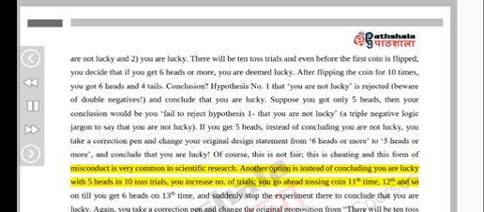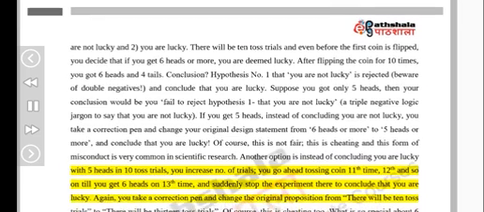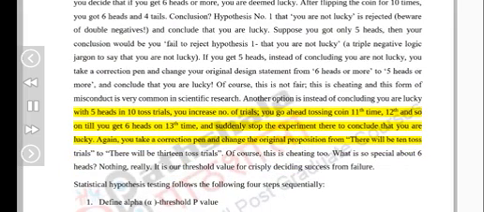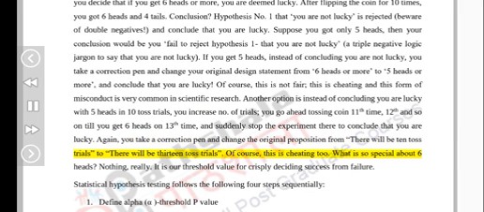Another option is, instead of concluding you are not lucky with 5 heads in 10 toss trials, you increase the number of trials. You go ahead tossing the coin an 11th time, 12th and so on till you get 6 heads on the 13th time, and suddenly stop the experiment there to conclude that you are lucky. Again, you take a correction pen and change the original proposition from there will be 10 toss trials to there will be 13 toss trials. Of course, this is cheating too.